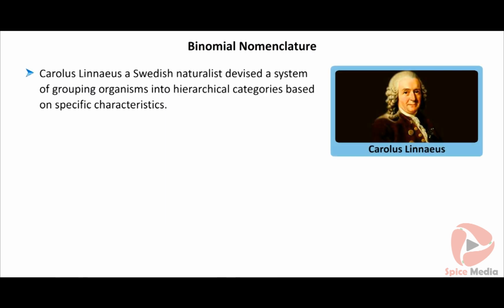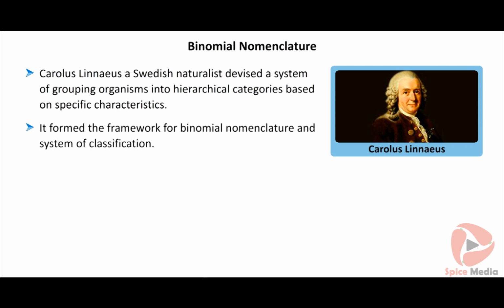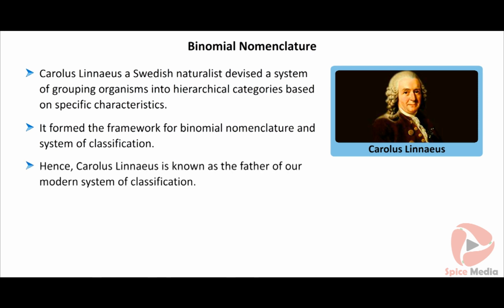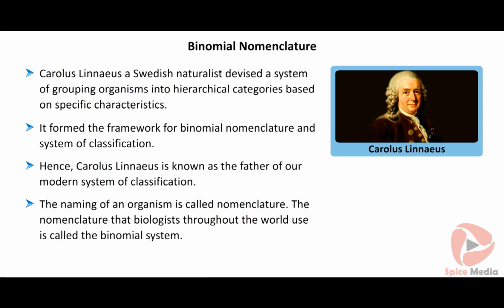Carolus Linnaeus, a Swedish naturalist in the mid-1700s, devised a system of grouping organisms into hierarchical categories based on specific characteristics. It formed the framework for binomial nomenclature and system of classification. Hence, Carolus Linnaeus is known as the father of our modern system of classification. The naming of an organism is called nomenclature. The nomenclature that biologists throughout the world use is called the binomial system.